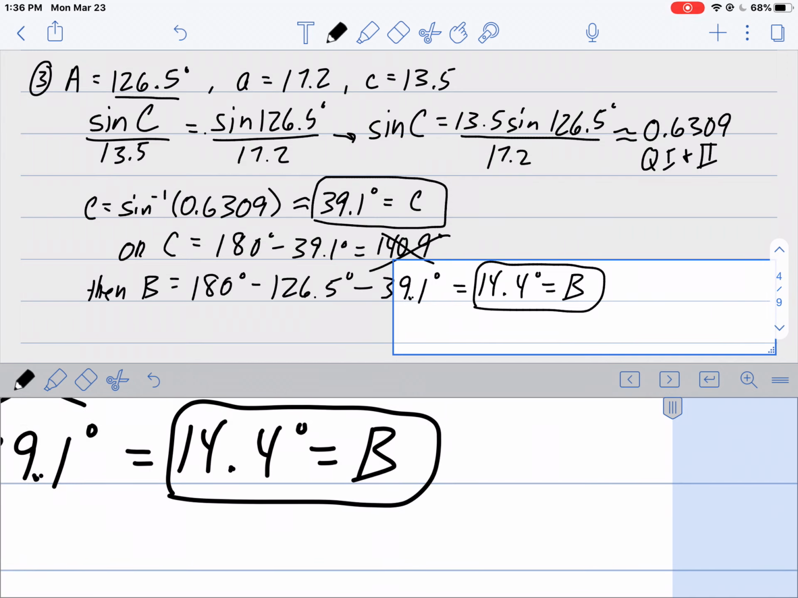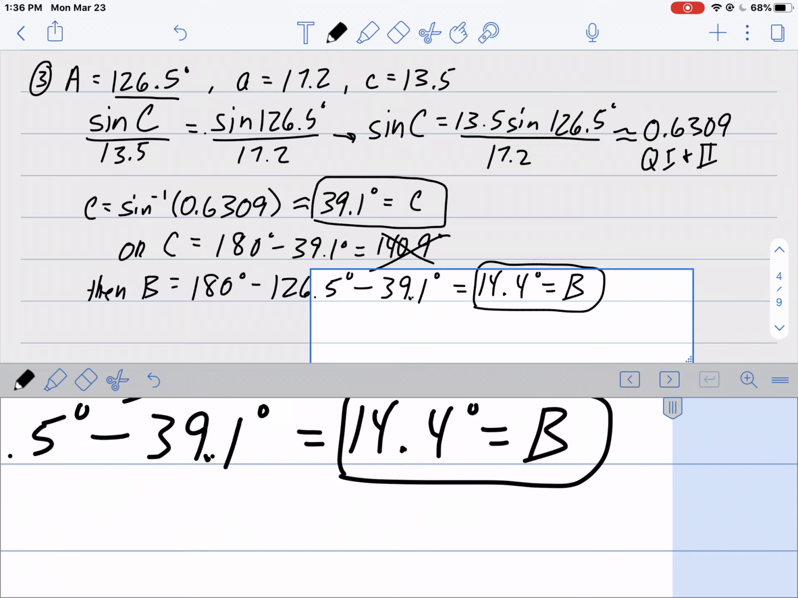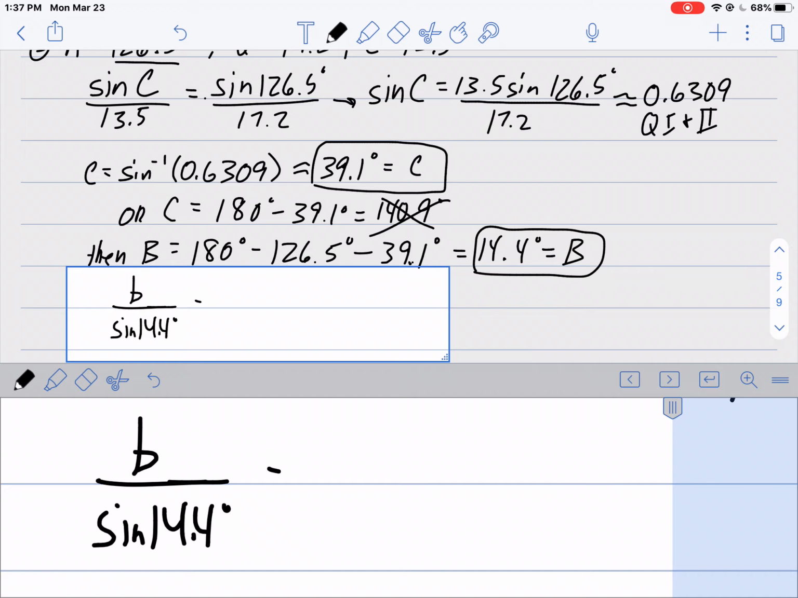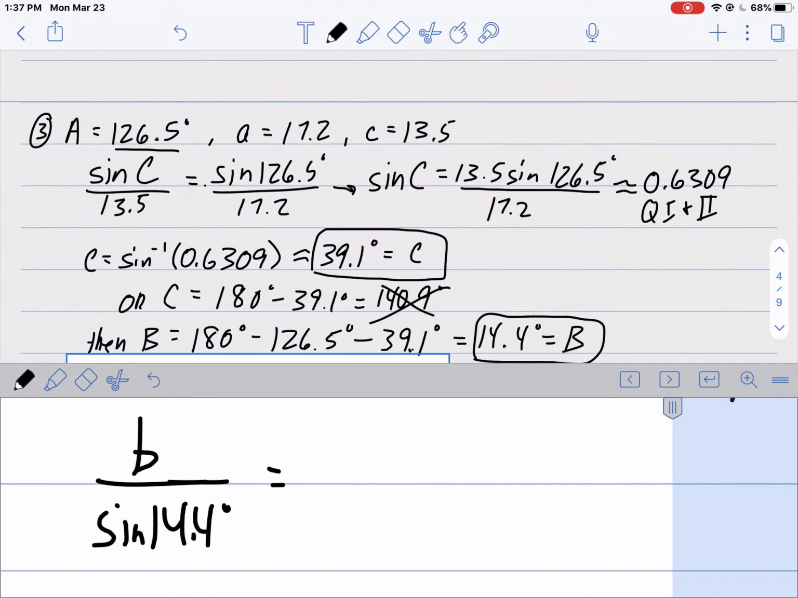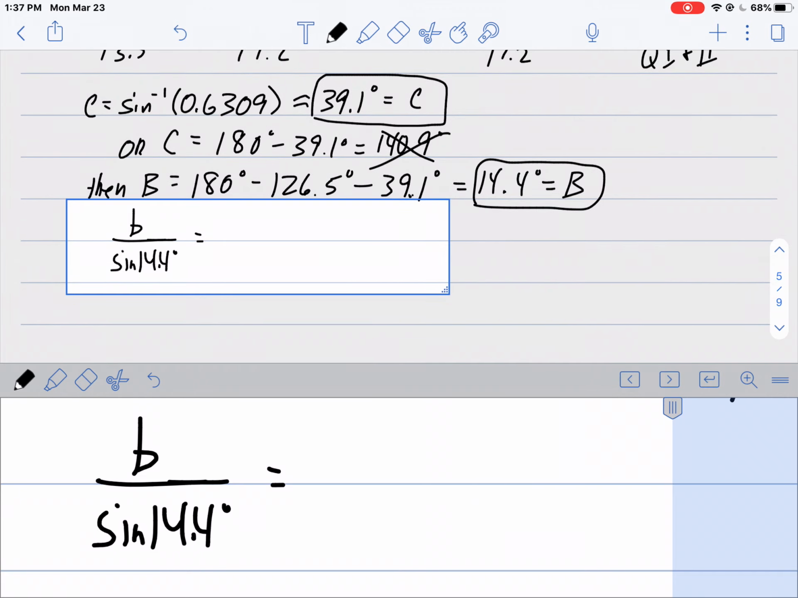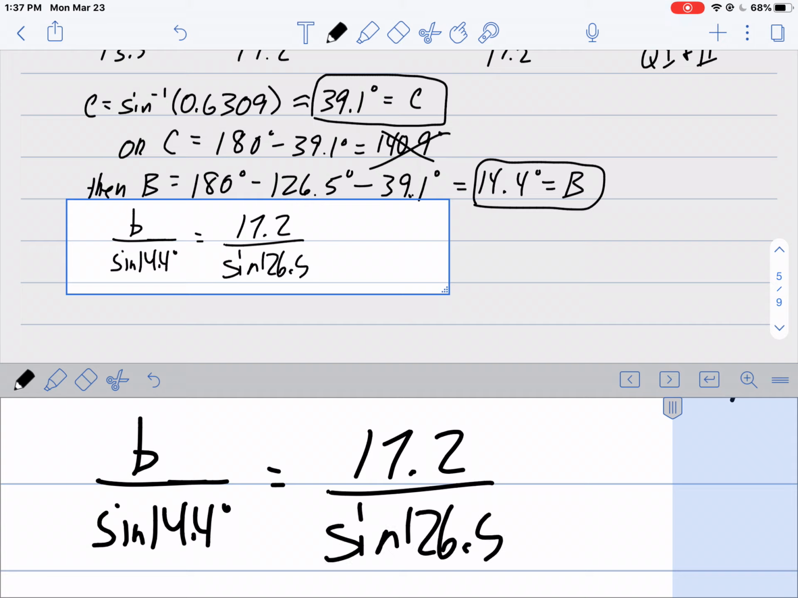And that then just leaves side B. Okay. Now that I know angle B, we'll go ahead and set up our ratio. B to sine of B, which is 14.4, and then setting that equal to, again, I'm going to use the original ratio from the original problem, A and sine A, so 17.2 over the sine of 126.5. I could use C and C if I wish, but I'm using A and A from the original problem.